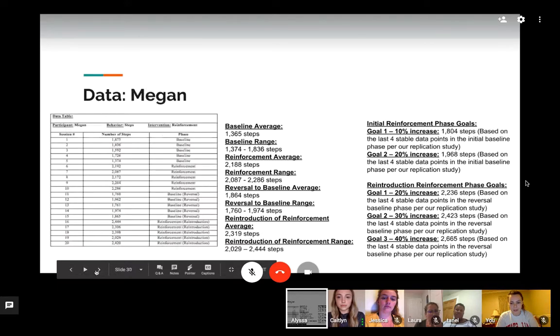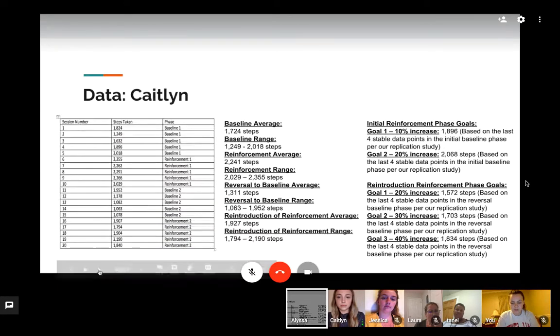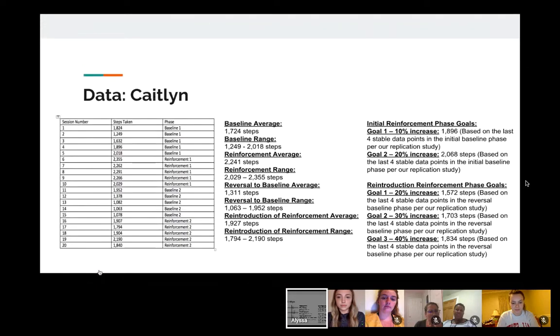And this is my data that I collected. Just like Megan said, I found it really difficult to give myself that reinforcement, just because I knew that there was ice cream around. I think it would have gone a lot better if I had someone physically take the ice cream away from me and say, "You cannot eat this until you do your 20 minutes of walking."